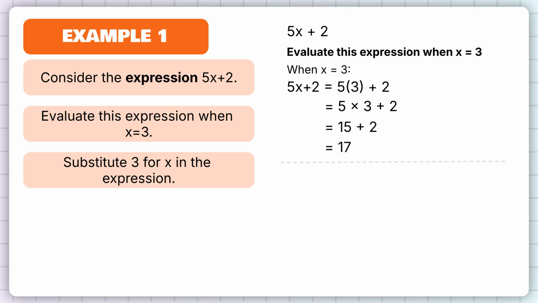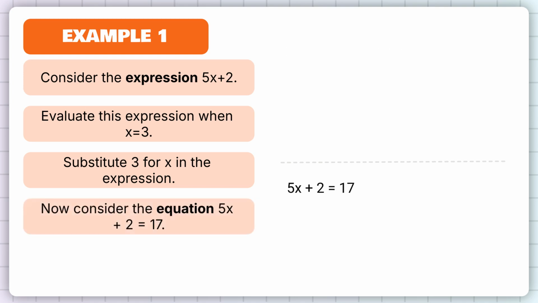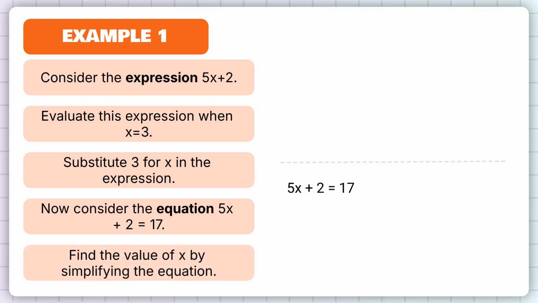Now let's turn this expression into an equation by setting it equal to something. Let's say we have 5x plus 2 equals 17. We have an equation, and we can solve it to find the value of x. Subtract 2 from both sides to get 5x equals 15, then divide by 5 to find x equals 3. Next, let's look at an identity.